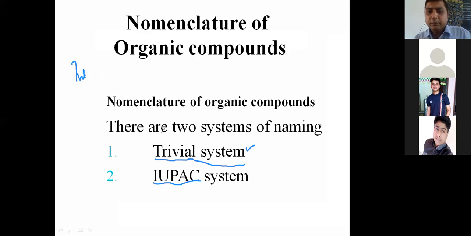Before the IUPAC system, there was the trivial numbering or naming system, the nomenclature system. When IUPAC was introduced, this system was almost eliminated. But when the new system came, the previous popular names were adopted as such. So in IUPAC, some trivial names are also accepted and adopted, and they are given as IUPAC names. They are recognized.